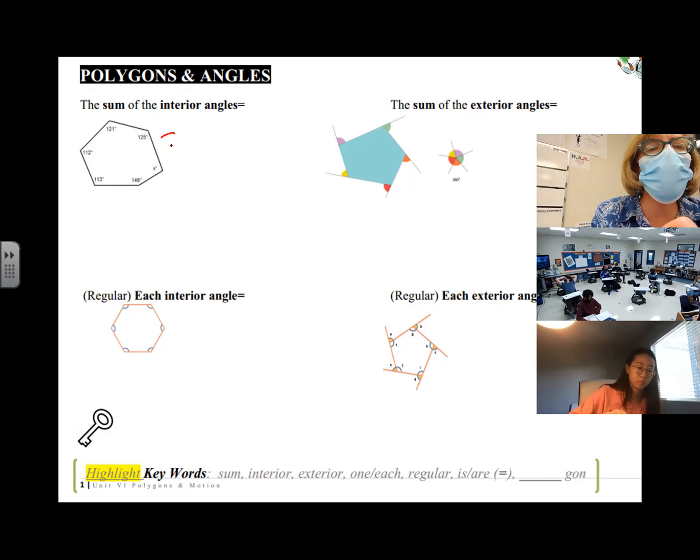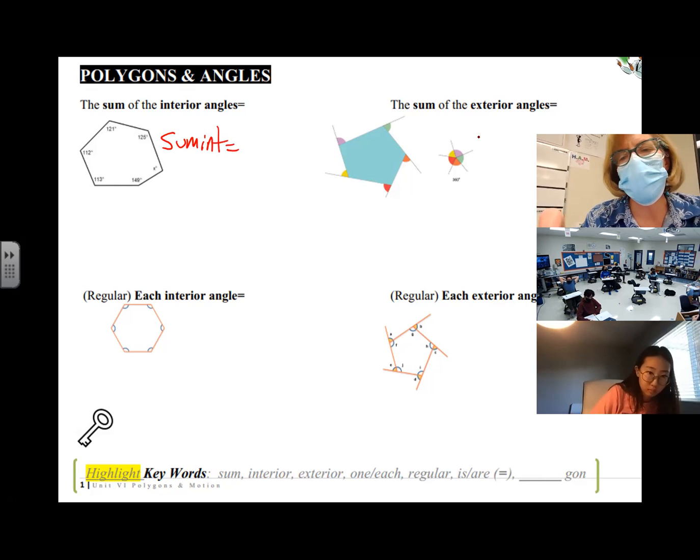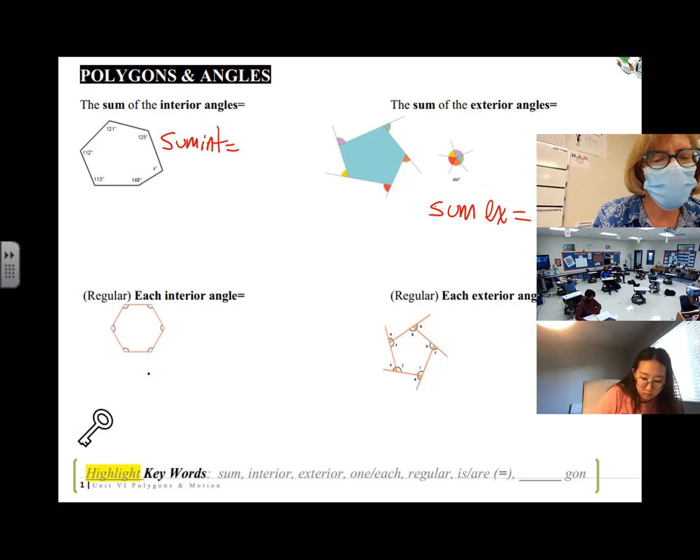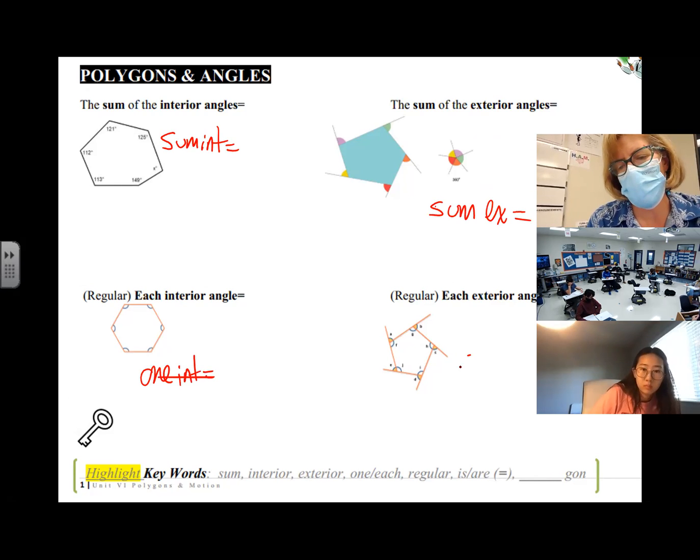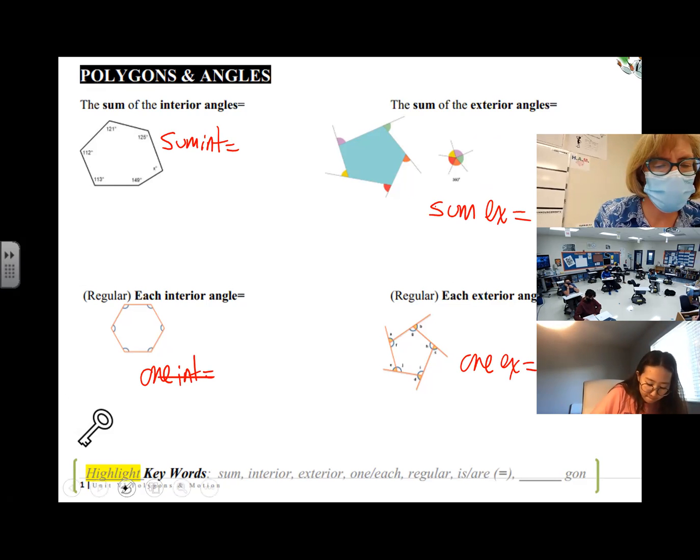Here we are. So we have sum interior, sum exterior, one interior, one exterior. There's your 4 equations.